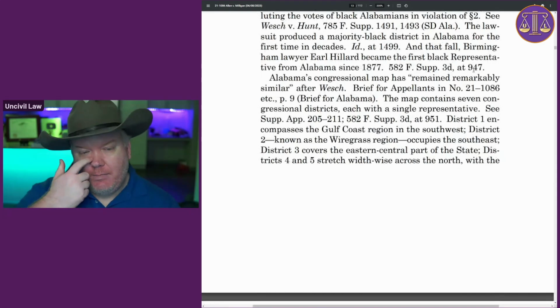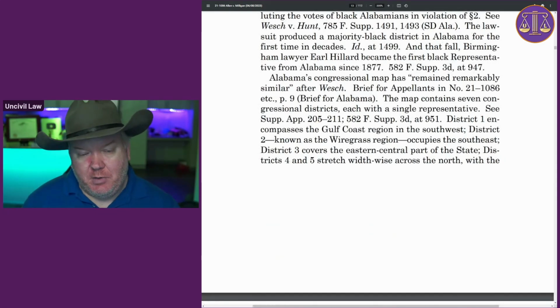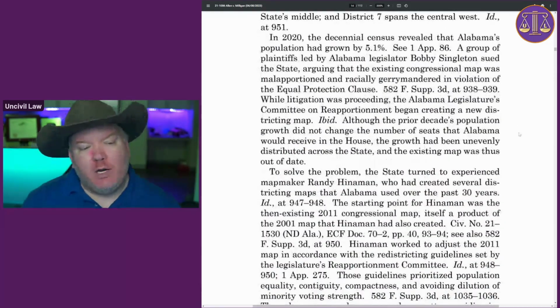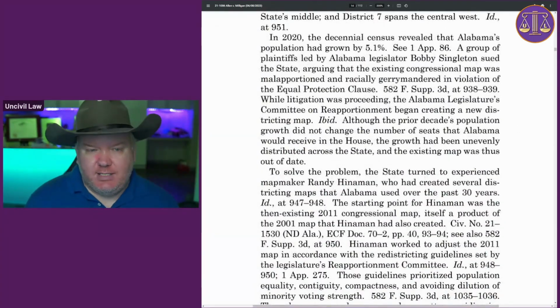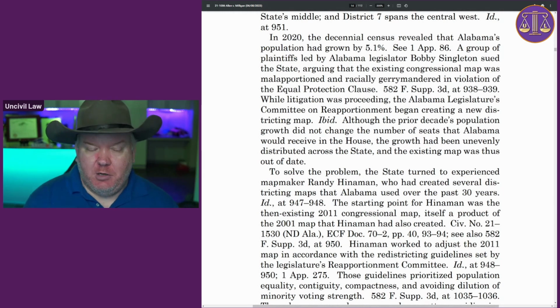Alabama's congressional map has remained remarkably similar. The map contains 7 districts, each of which with a single representative. And then they go on to specify the geography of the districts in words, but we'll skip that part. In 2020, the decennial census revealed that Alabama's population had grown by 5.1%. A group of plaintiffs led by Alabama legislature sued the state, arguing the existing map was malapportioned and racially gerrymandered in violation of the Equal Protection Clause.